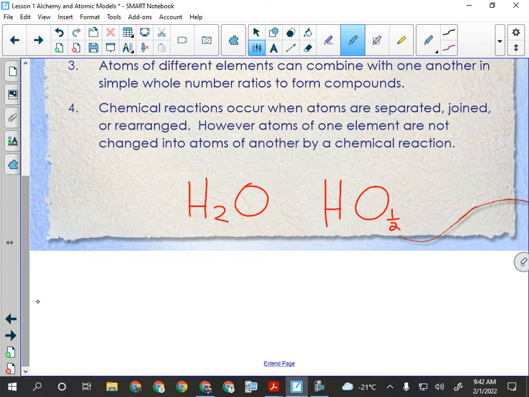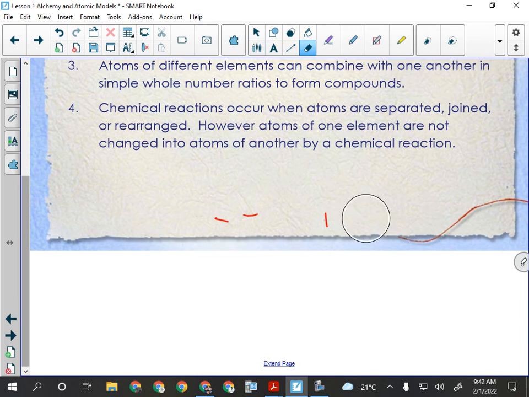All right, and it's point number 4 that was the death of alchemy. Remember, alchemists were trying to do things that we now know are impossible. They were trying to turn lead, which has atoms that look a certain way, into gold, which has atoms that look a certain way. They're elements, they're different, and I can't turn this one into that one. Okay? So what he says in point number 4 is, when a chemical reaction occurs, atoms can be separated.